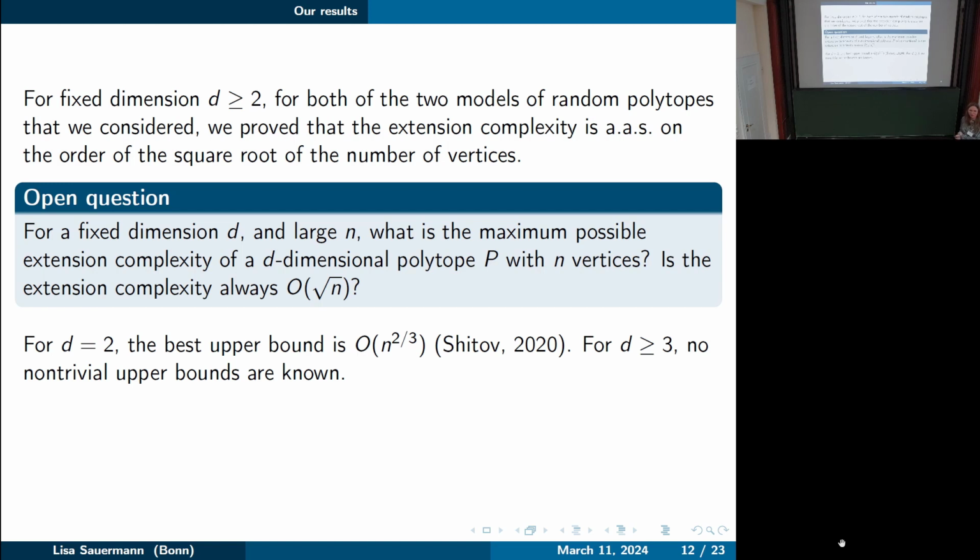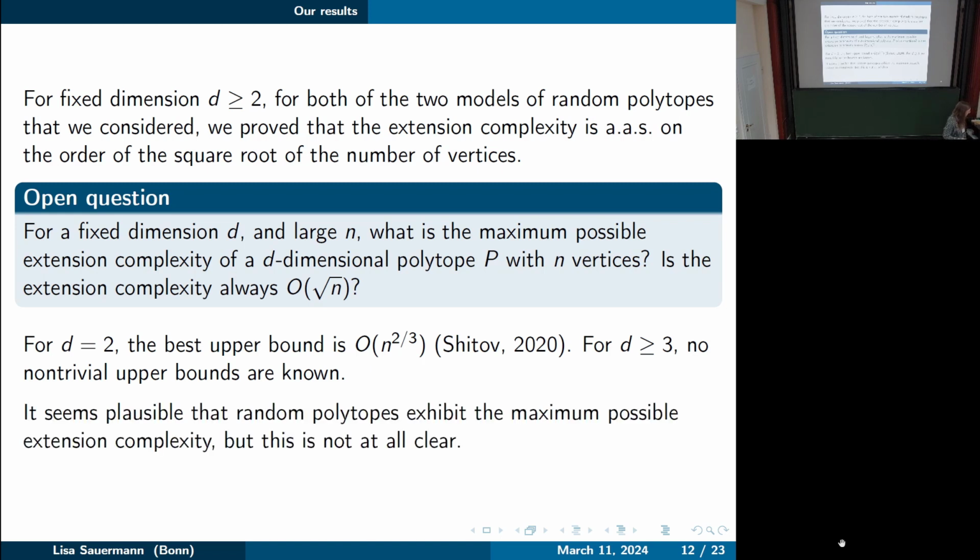and for larger d, no non-trivial upper bounds are known. So this is probably a very difficult question, but one could take the results for random polytopes at least as a heuristic that it could be plausible that such a bound holds. But of course, it doesn't tell you how you would ever prove such a bound. So it seems plausible that random polytopes exhibit the maximum possible extension complexity, but that's not at all clear.